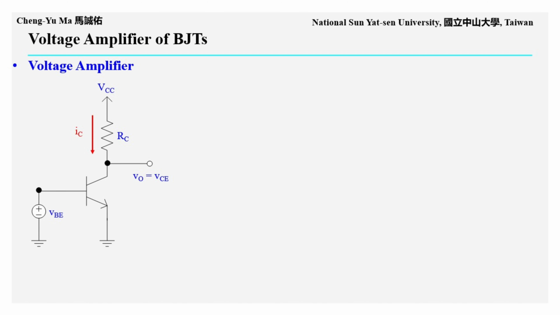Since the emitter terminal is grounded, the output voltage VO is the same as VCE. Therefore, VCE equals VO, and it is equal to VCC minus IC times RC. The BJT collector current IC is equal to IS multiplied by the exponential of VBE over VT. Here, the ratio VBE over VT is inside the exponential term. By substituting this current equation into the previous voltage equation, we can obtain the relationship between the output voltage VO and the input voltage VBE. This relationship is called the transfer characteristic curve.